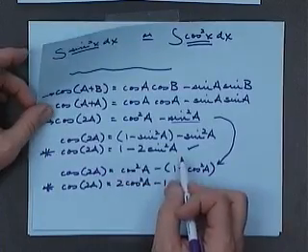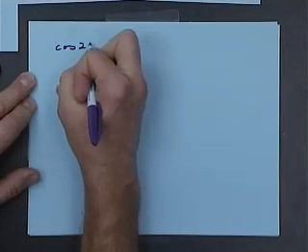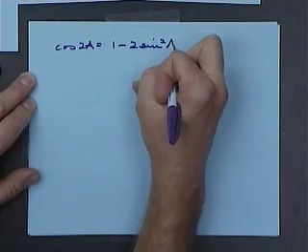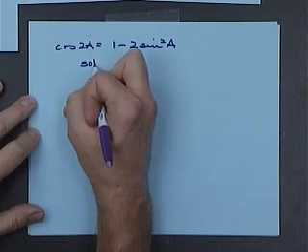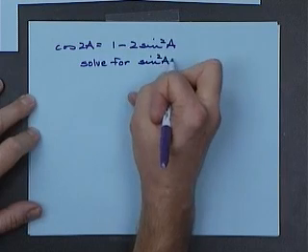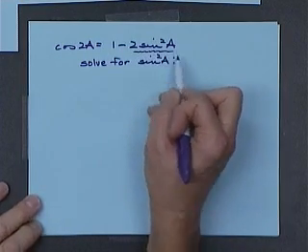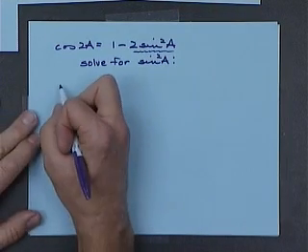All right, so let's take these two formulas. So cosine 2a equals 1 minus 2 sine squared of a. And let's solve for sine squared of a. So what's the first thing we need to do? We need to get this term that has sine squared isolated. So the only other term is 1, so let's subtract 1 from both sides.